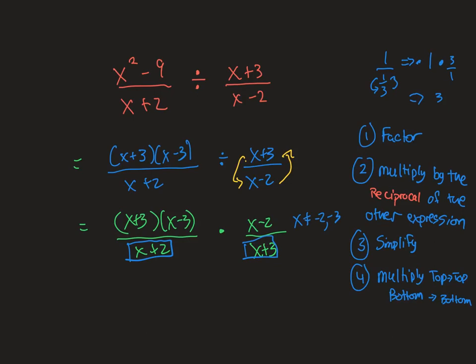Okay, so that's going to be equal to, well, this is going to be a little bit more difficult unless you realize that the x plus 3 on the bottom here is going to cancel out with an x plus 3 on the top there. In which case, you're only going to have an x plus 2 on the bottom, and on the top you're going to have x minus 3, x minus 2. And that's the final answer.